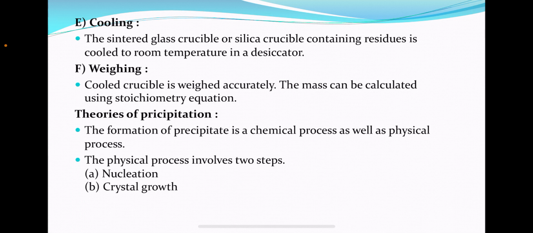Then by drying it, we can weigh the sintered glass crucible. By this way also we can measure the mass of the compound. Further, before doing that, we have to do the purification. The purity of the precipitate is an important aspect for successful gravimetric determination. So we have to purify before doing the gravimetric analysis.